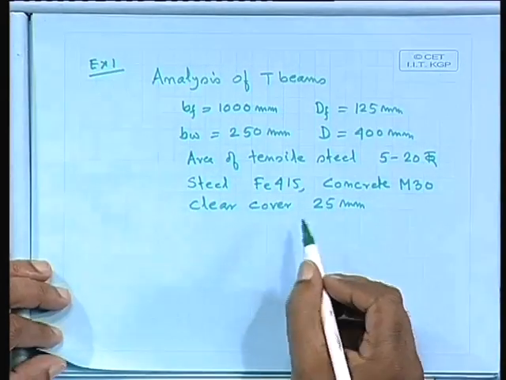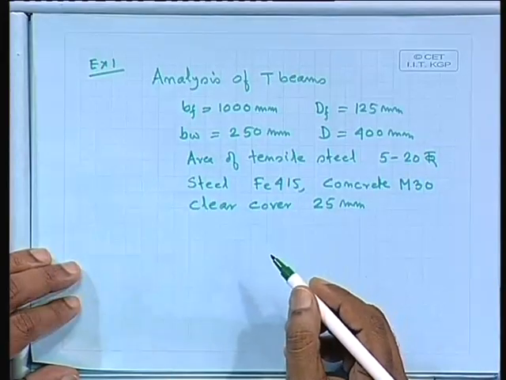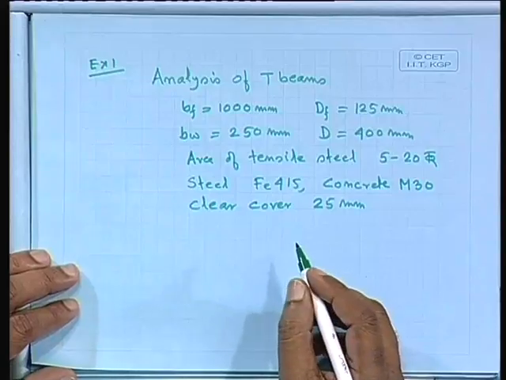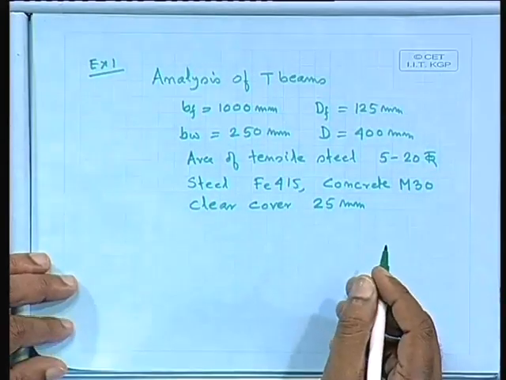We shall not specify 25 millimeter clear cover and other things also, because we have to assume it suitably. If it is not mentioned, you have to assume suitably, and that you have to write that whatever you have assumed. That is the practice in any design.